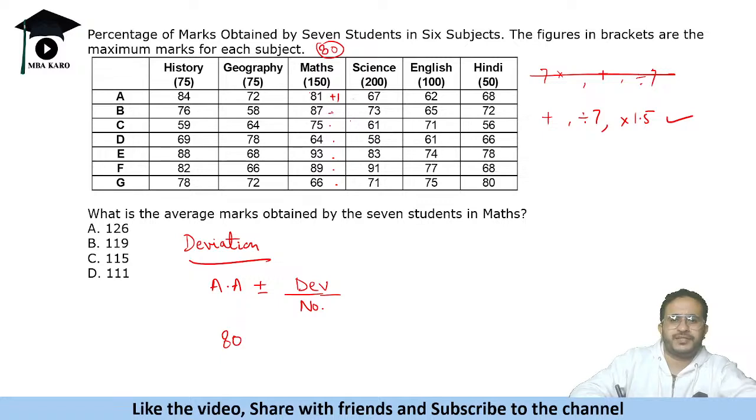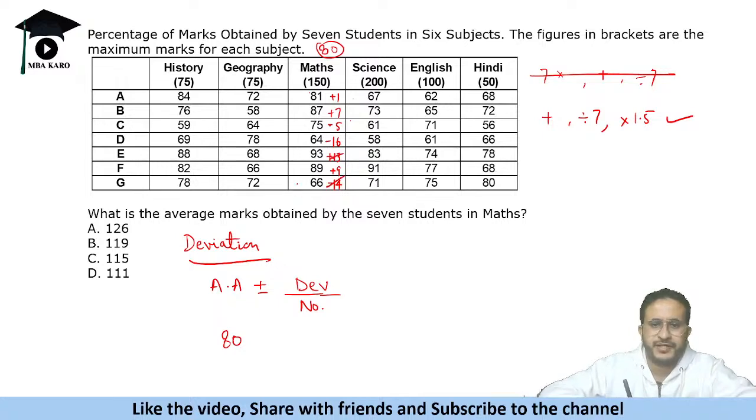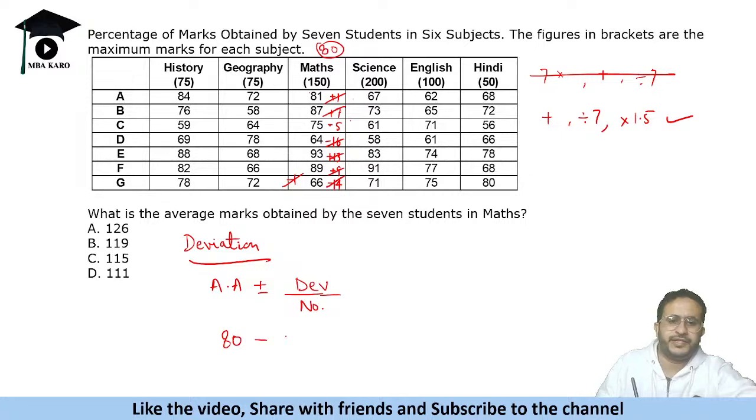So this is plus 1, plus 7, minus 5, minus 16, plus 13, plus 9, minus 14. And plus 13 minus 14 gives minus 1, and plus 1 minus 1 cancel out. Then we have 9 plus 7 is 16, and 16 minus 16 cancels out. Now we are left with a net of minus 5, so 80 minus 5 by 7, so 79 point something. It is slightly less than 80, 5 by 7 is about 0.7, so the average will be about 79.29.